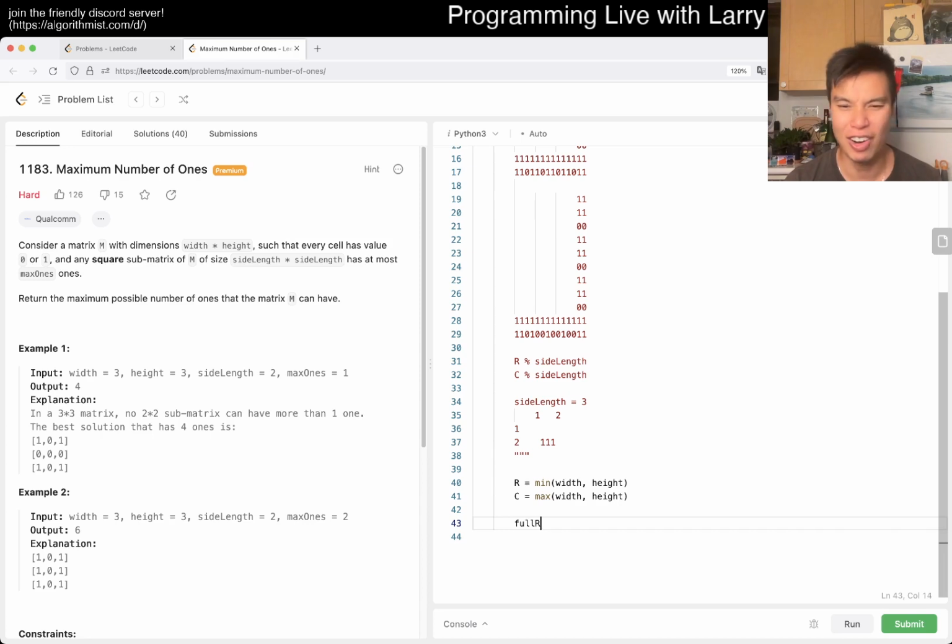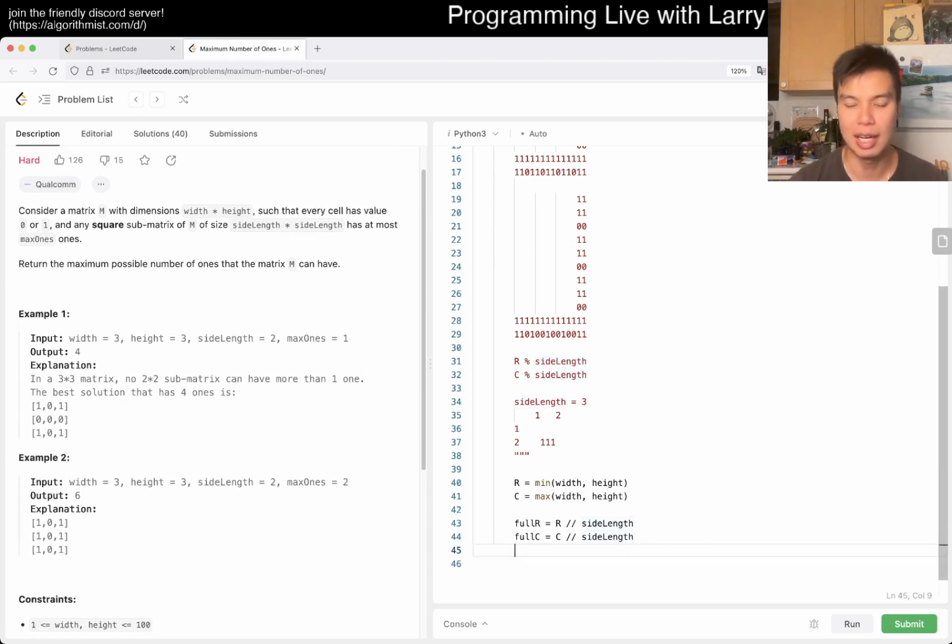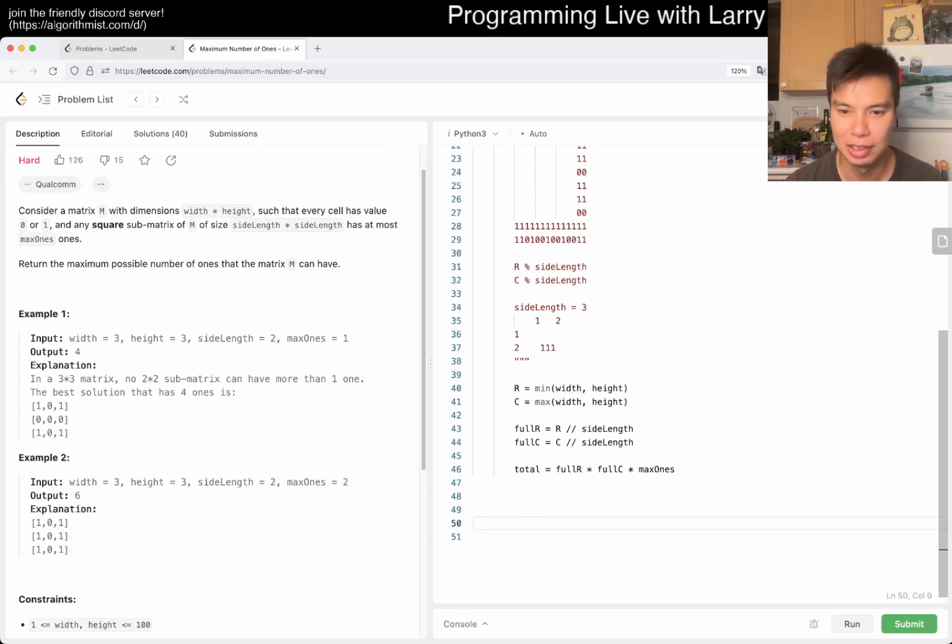full R is equal to R divided by side length. Full C is equal to C. So this is just the number of full squares that are in the parts that don't matter because they always have max 1 ones. So then total is equal to full R times full C times max ones so far, right? But then now we have to count the extras.